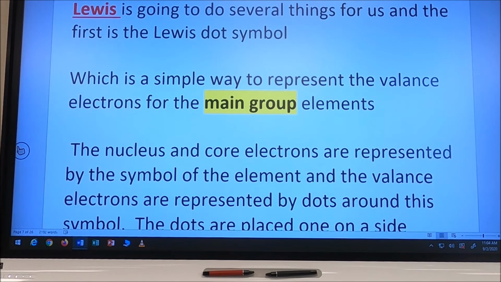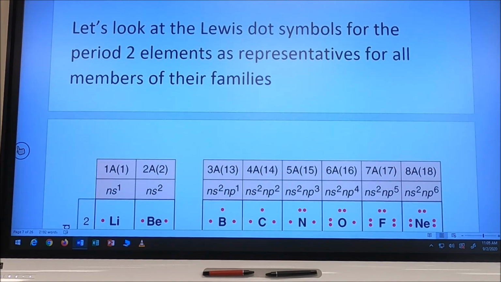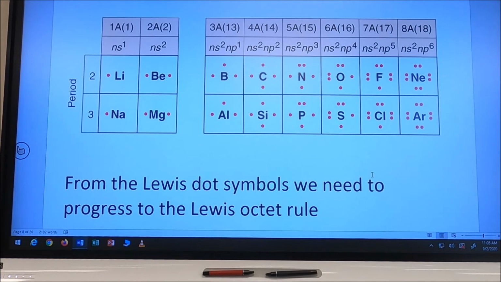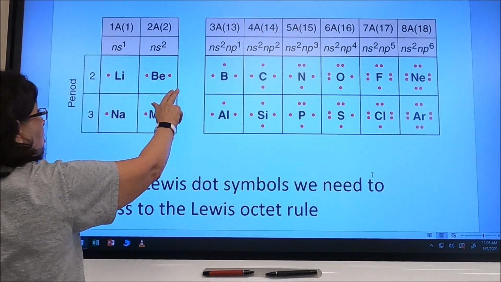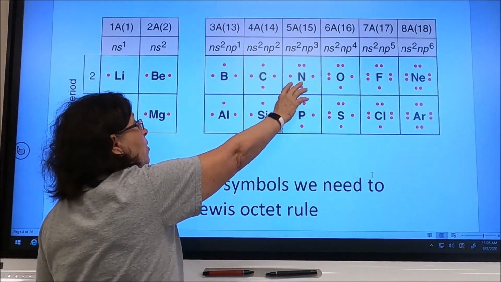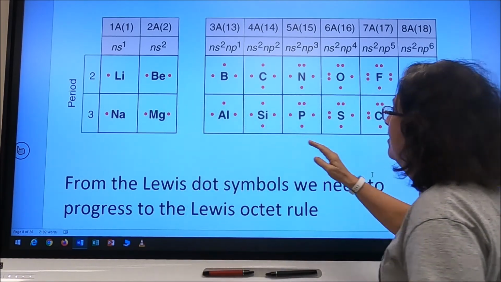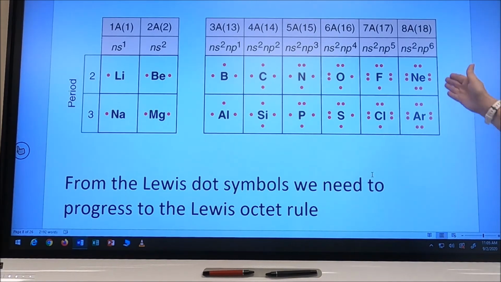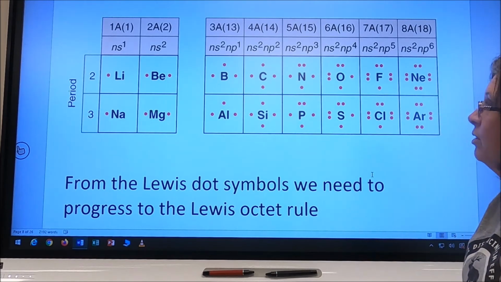Okay, let me scroll down here. So, let's look at the Lewis dot symbols for the first 2 periods on the periodic table. So lithium has 1 dot, beryllium has 2, boron 3, carbon 4, nitrogen 5, oxygen 6, fluorine 7, neon 8. The third period is going to look just the same. Going down the family, they're all going to have the same Lewis dot pattern.